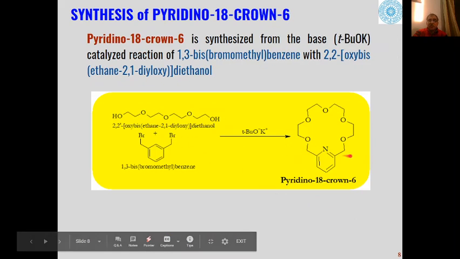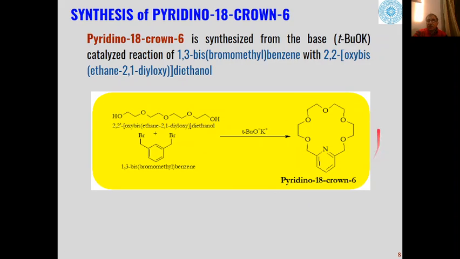Then synthesis of pyridino-18-crown-6. The pyridine derivative of 18-crown-6 can be synthesized in the presence of a strong base like potassium tert-butoxide. So when this type of diol containing ether linkages, 2,2-oxybis ethane 2,1-diyloxy diethanol, is reacted with 1,3-bis bromoethyl benzene.